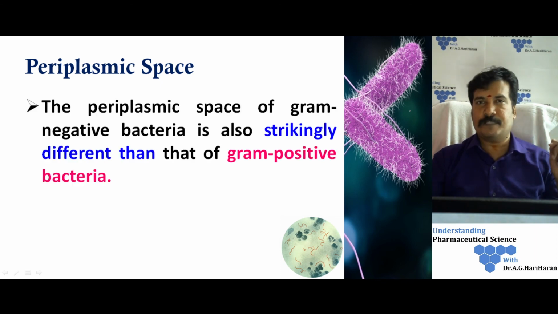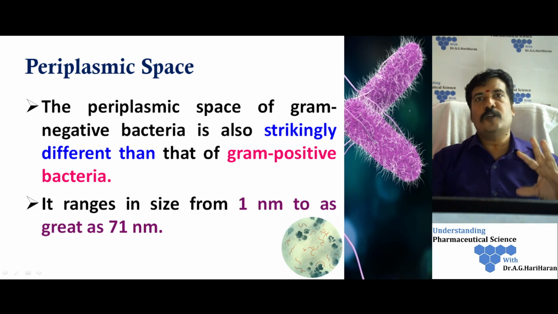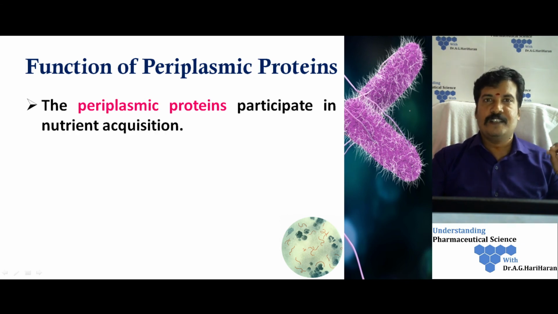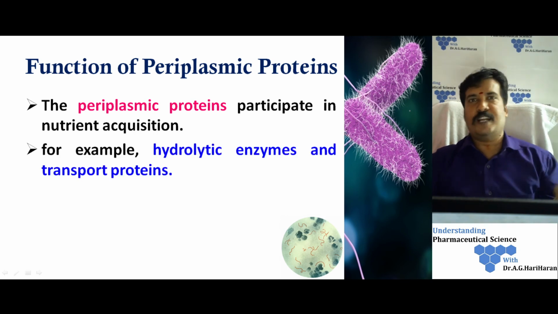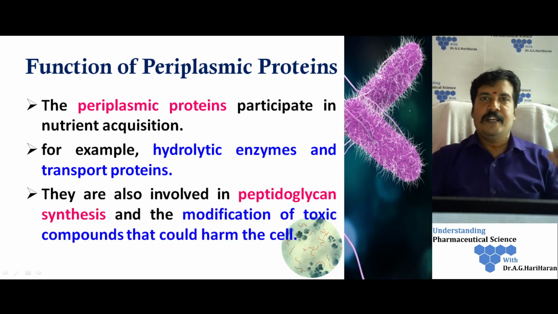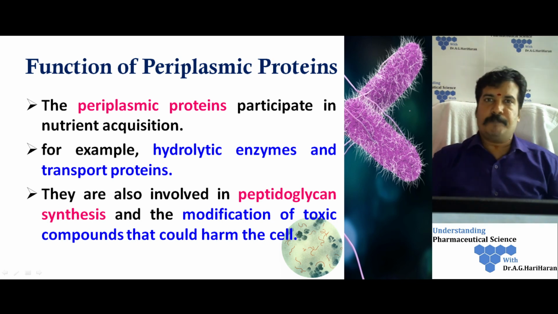A huge periplasmic space is present, and this is the striking difference from gram-positive bacteria. This periplasmic space can range up to 1 to 71 nanometers, whereas there is little or no periplasmic space in gram-positive bacteria. The periplasmic space is generally composed of periplasmic proteins. The major role of these proteins is nutrition acquisition. They gather nutrition from outside. For example, certain hydrolytic enzymes or transporter proteins are present as periplasmic proteins. They transport nutrients across the membrane. They hydrolyze polysaccharides and take up glucose through transporter proteins. They are also involved in peptidoglycan synthesis.